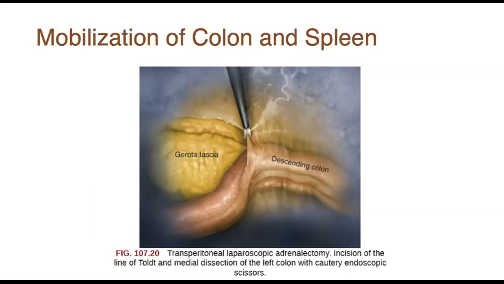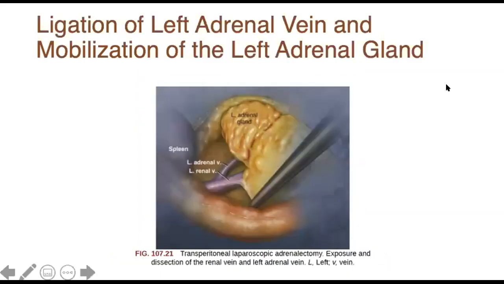With the spleen rotated away and the tail of the pancreas dissected off, the left adrenal gland will be exposed once you retract the spleen and the pancreas. Next, the left renal vein is identified, as you can see in this picture, and traced along its superior border to reach the point of entry of the left adrenal vein.